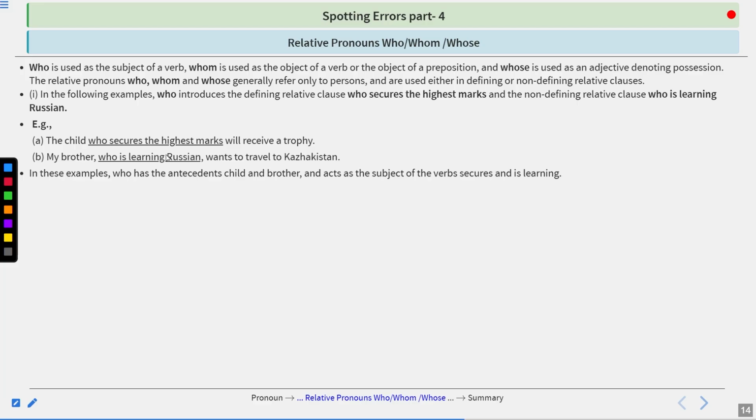In these examples, who has the antecedent child and brother, as we have already discussed, and acts as the subject of the verb secures and is learning. So who is acting as subject of the verb secures, and in the next sentence, who is acting as subject as well of the verb is learning.